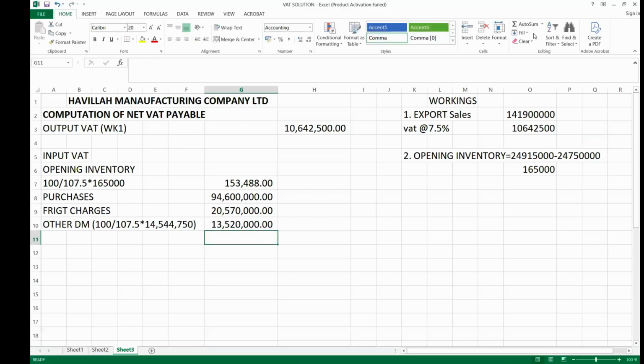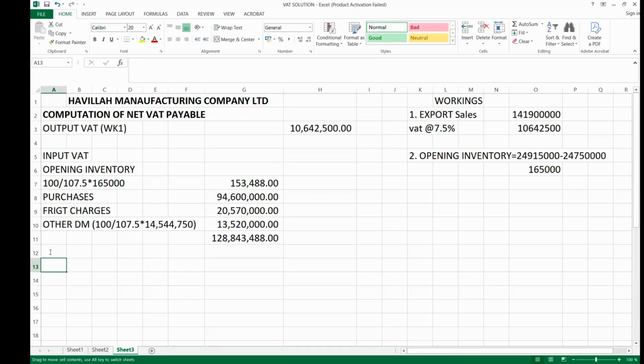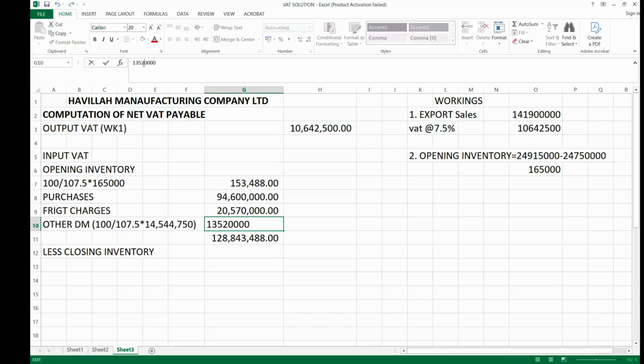So we are going to add up all these values, and then less the closing inventory. It's 13 million, 530,000. Okay, it's 13,530,000.